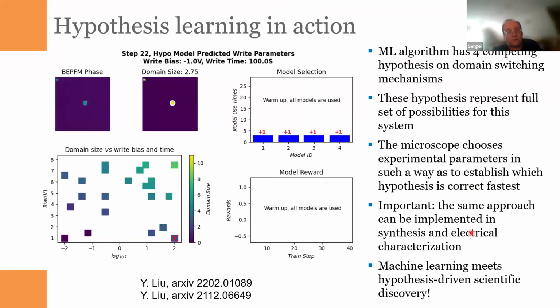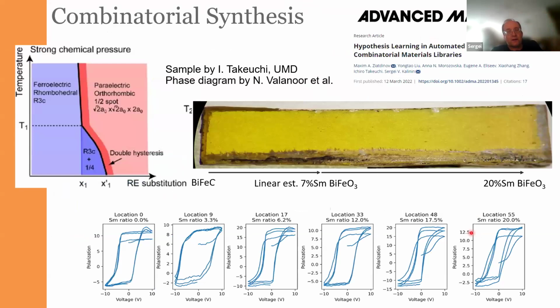And of course, we are not, in principle, limited to running this type of experiment for domain switching. So let me show you a material science example, which at that time was less successful, but now almost 3 years later, it actually started to work much better now that we have an automated experiment to do that. So this is the example of the combinatorial library.